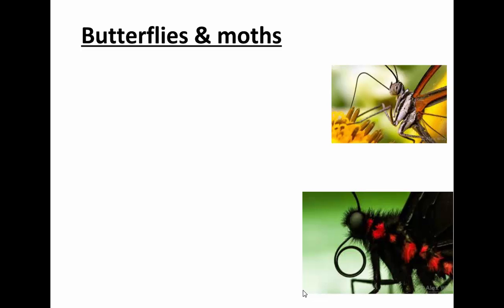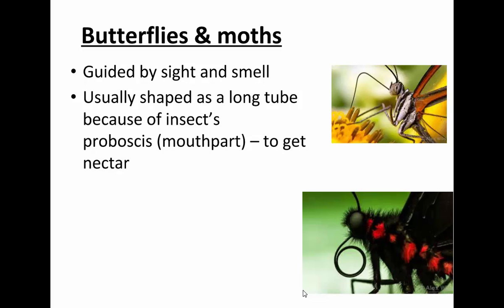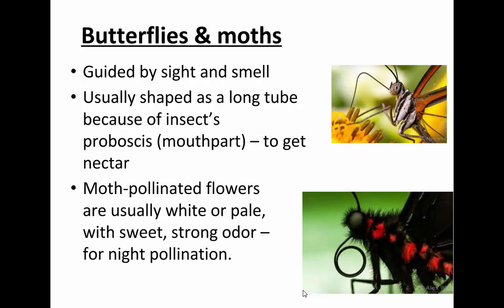Butterflies and moths have this mouth part called the proboscis. It's this long curled up thing here. And so that can reach down into flowers that are very deep and reach the nectar. Mosquitoes have that? Yes. And so flowers that are pollinated by moths and butterflies usually have really long shapes to them. Moth pollinated flowers are white or pale. They usually have a strong odor.